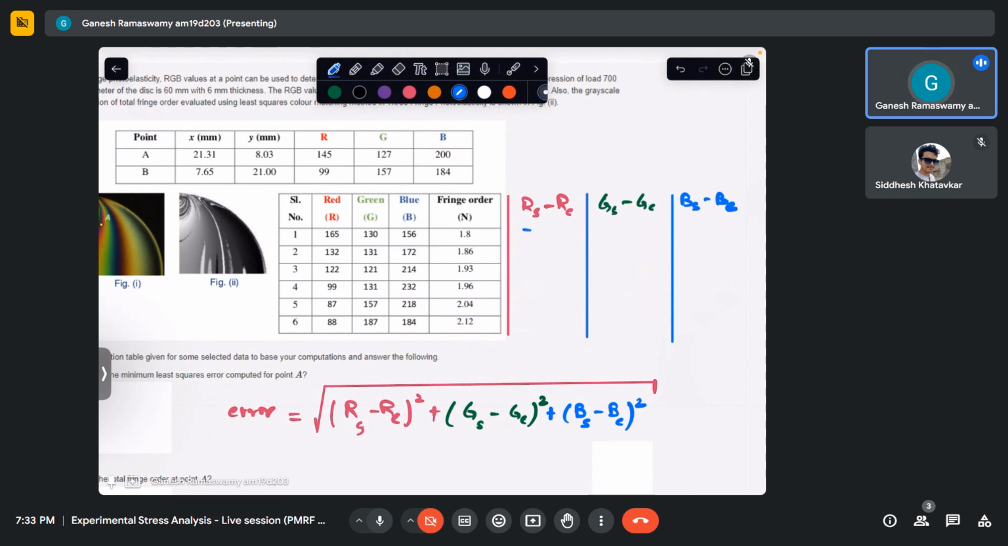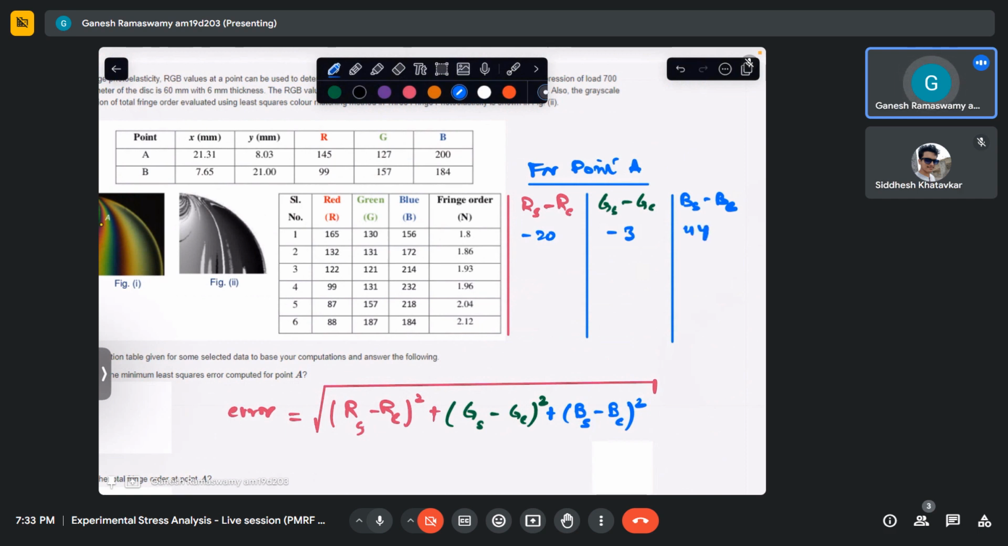So this is minus 20 for point A. This is for point A that we are seeing. So 127 minus 130 is minus 3. 200 minus 156 is 44.